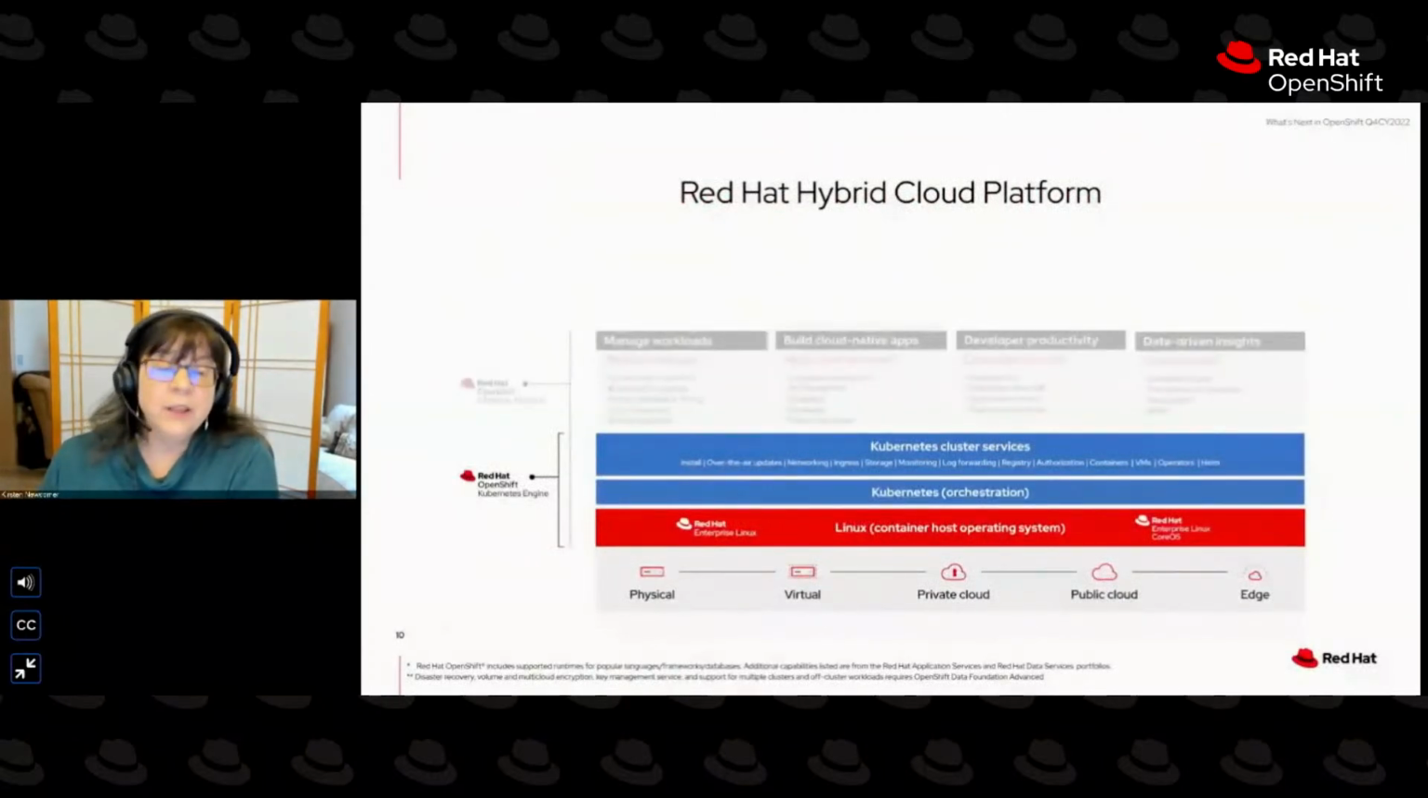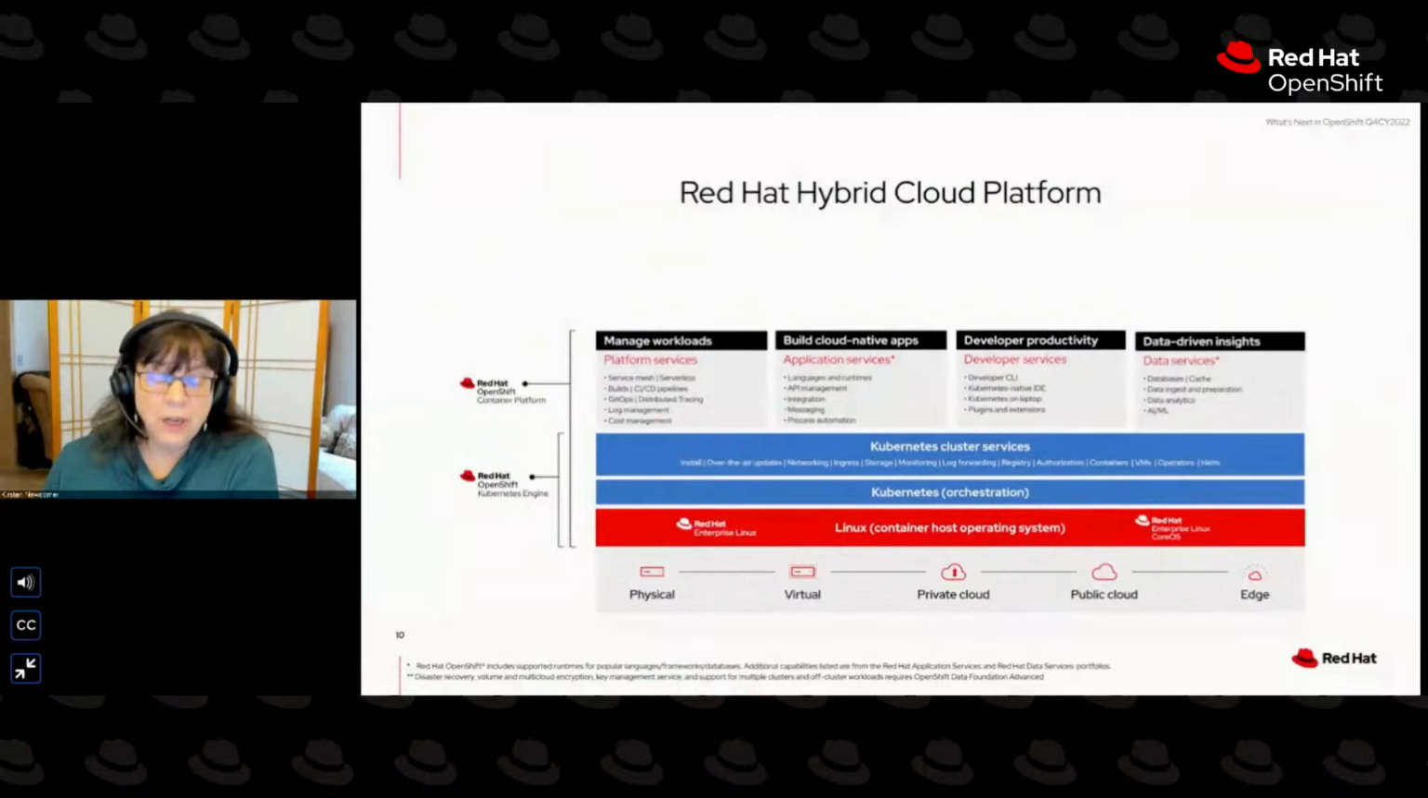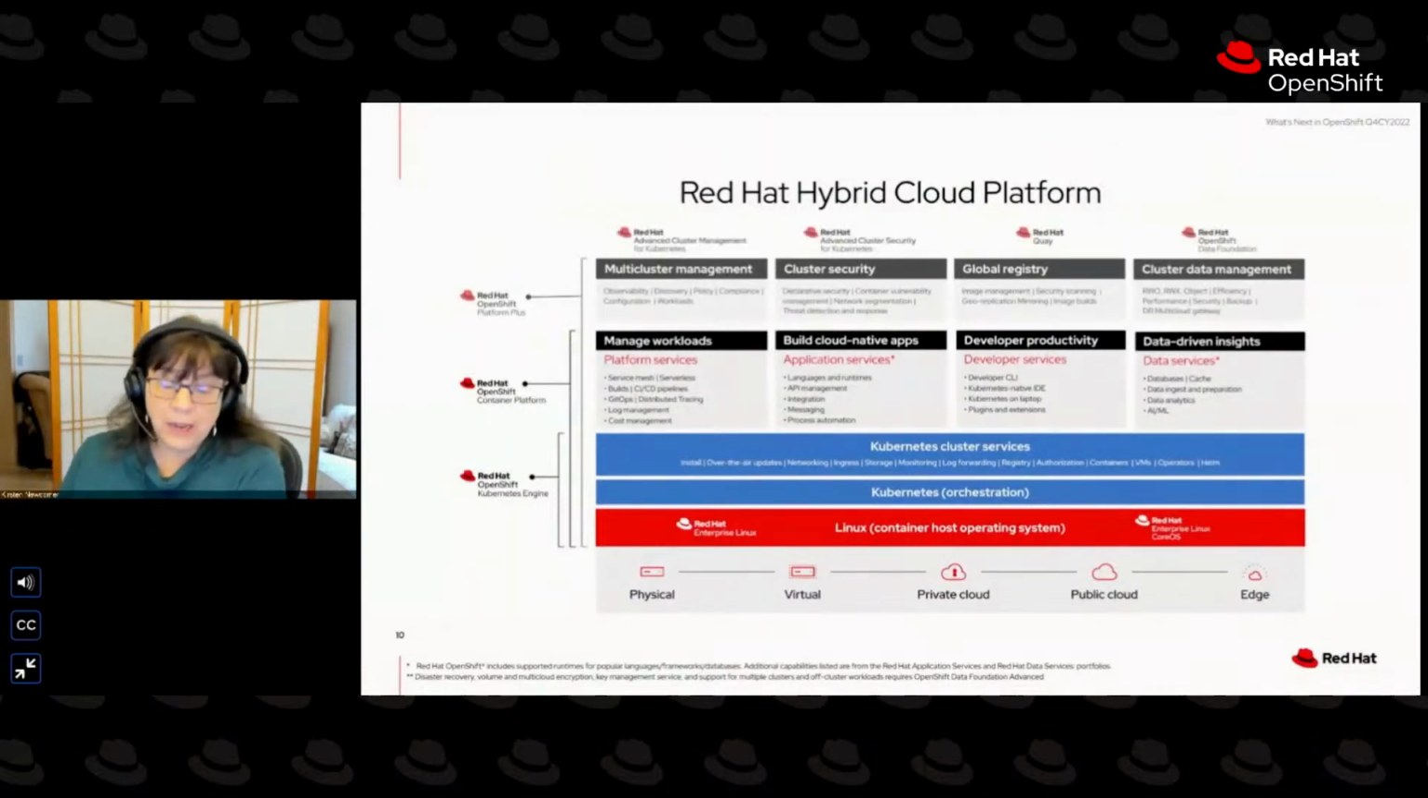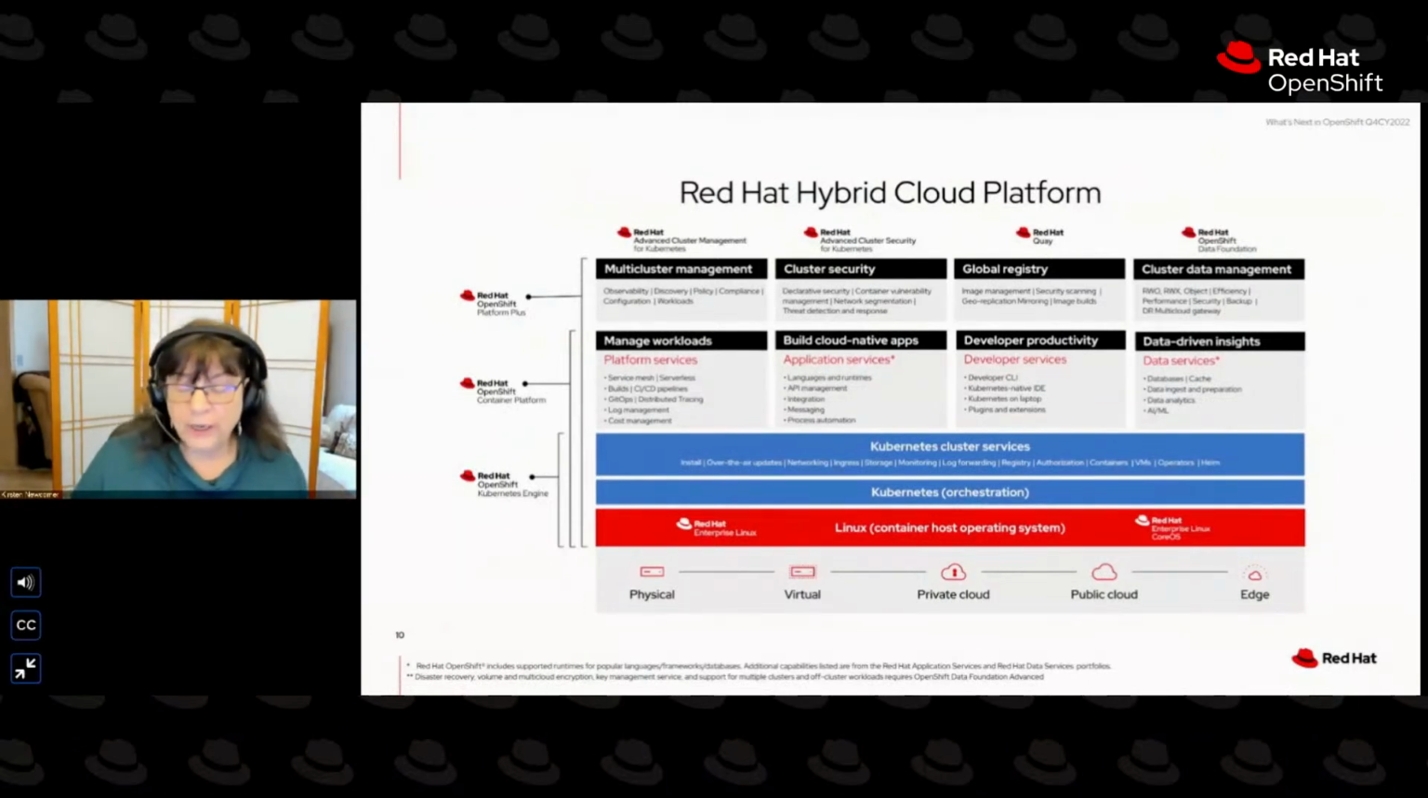OpenShift includes everything you need to run a hybrid cloud, from the Kubernetes layer to the platform services that help you run your apps, and the developer tools that help you make them, as well as the solutions that enable policy-driven multi-cluster management and security. We're going to cover all of these areas today.